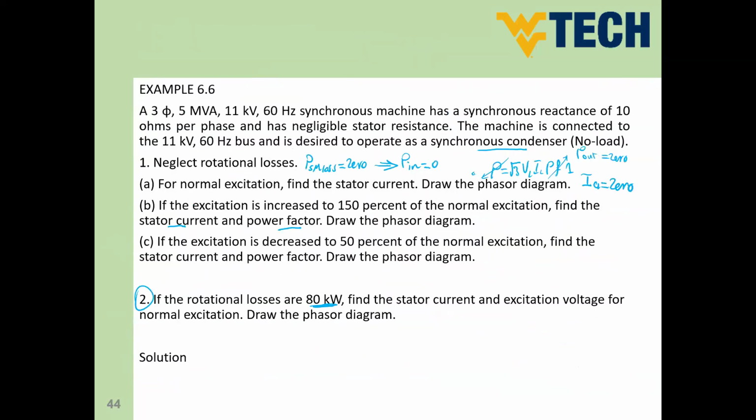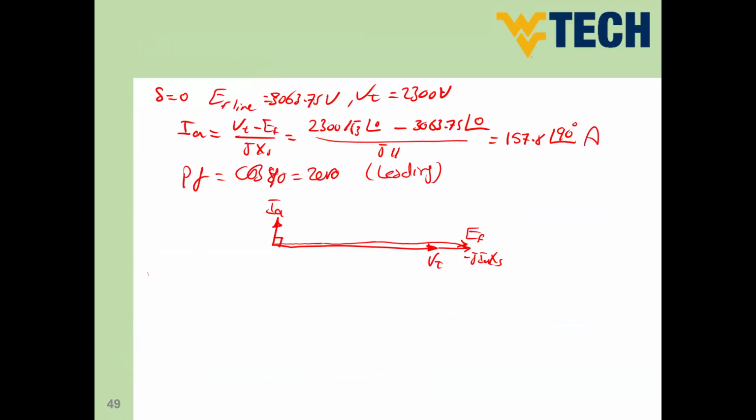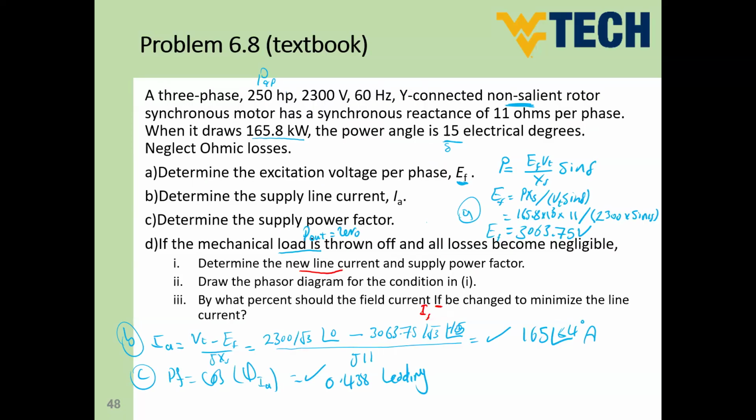So this question refers to that: if you change the power factor to unity, what would be the amount of the excitation in this case? Or what percent should the field current be changed to minimize this current to this minimum value? Actually, in our condition here, we don't have losses. We don't have loads. As you remember, we just discussed this a few slides ago.